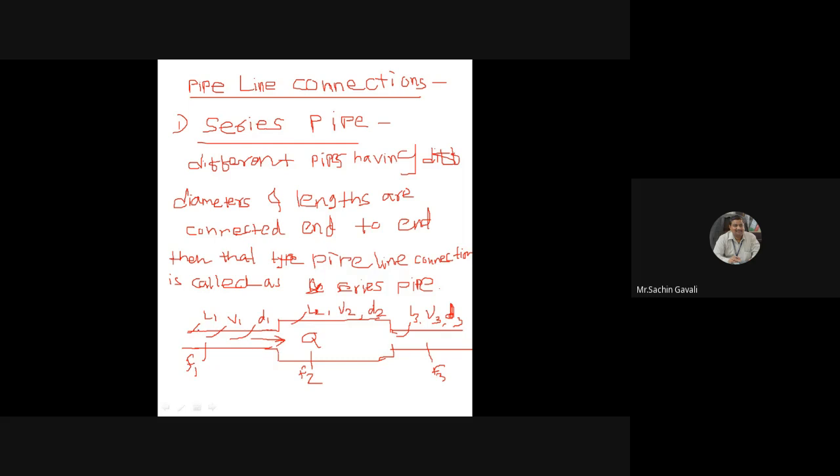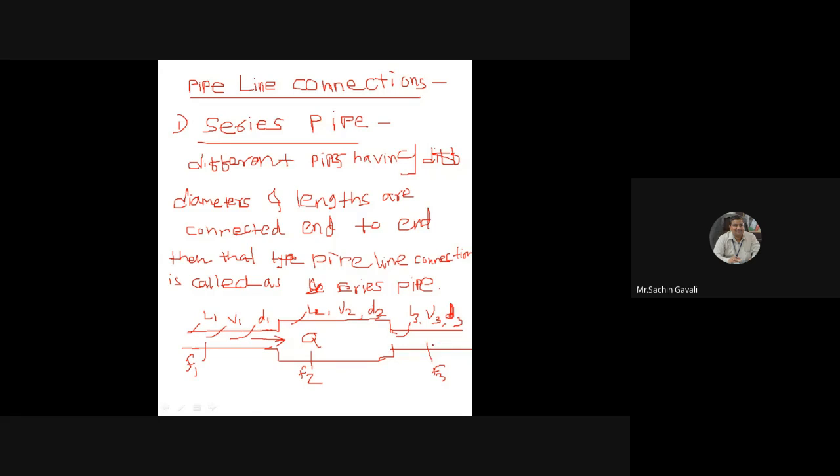These are different pipes having different diameters. The first pipe has diameter D1, another pipe has diameter D2, the third pipe has diameter D3. The lengths are L1, L2, L3, and their coefficients of friction are different. They may be made of the same material or different material, or have different kinds of surface finishes. If such pipes are connected end to end, that is called a series pipeline connection.